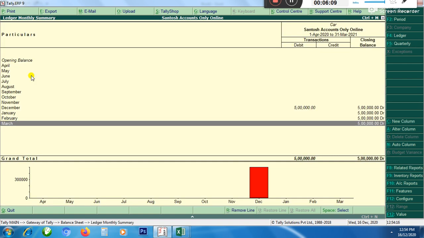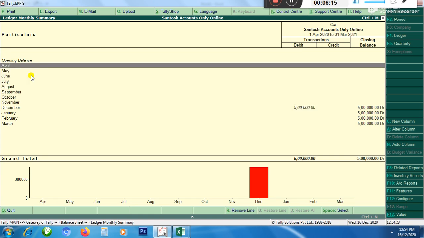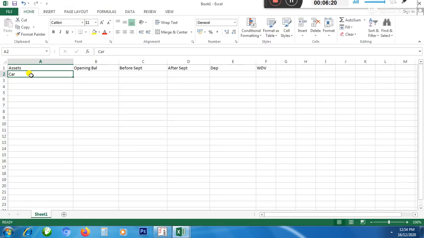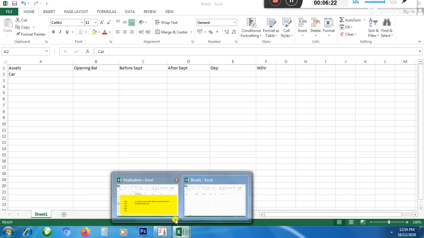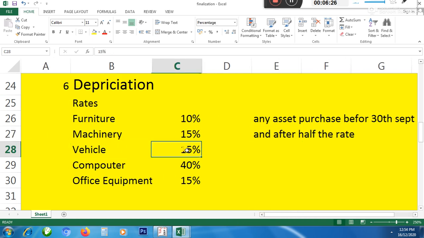See the car here. Car is purchased in December, worth 5 lakh. There is no value on top. So the car is purchased in December worth 5 lakh. Okay. Now as per this, car is a vehicle. There is a 15% depreciation on the car, 15% depreciation.